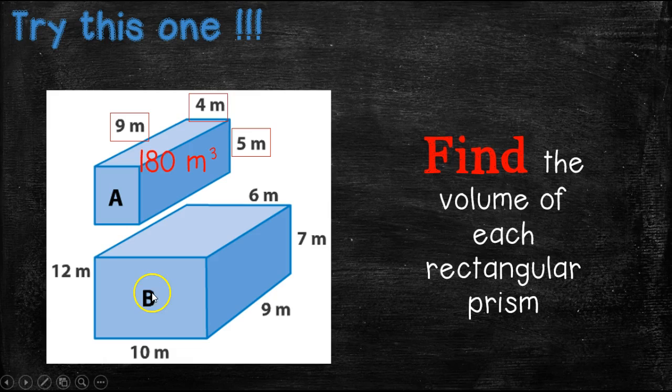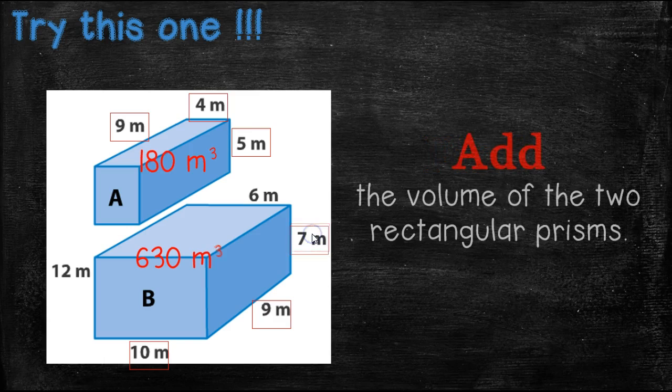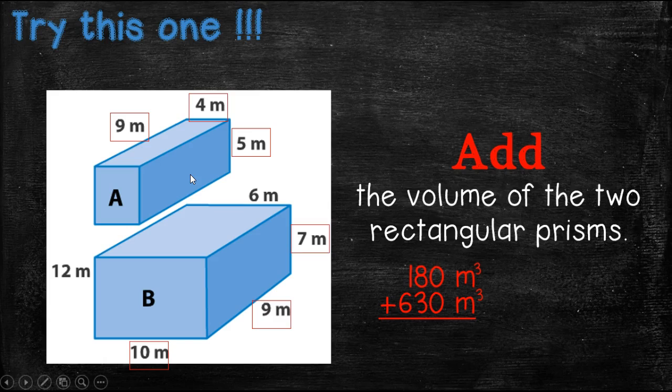So now we have to find the volume for B. I have a 12 over here, but I know that the 12 meters was the distance from here to here, and we're not counting this in anymore. So now instead I need to use this one, the 7. So we're going to do the 7 times the 10 times the 9, and that equals 630 meters cubed. Now we need to add the volume of the 2 rectangular prisms together. So here we're going to add 180 meters cubed plus 630 meters cubed. And that gives us 810 meters cubed.